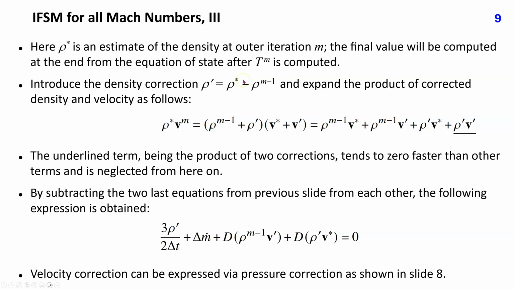We now introduce the density correction, rho prime equal rho star minus rho m minus 1, and expand the product of corrected density and velocity as follows. The underlined term, being the product of two corrections, tends to zero faster than other terms and is neglected from here on. By subtracting the two last equations from the previous slide from each other and considering the above expansion of the product of rho Vm, the following expression is obtained. Velocity correction can be expressed via pressure correction as shown in slide 8. To obtain a pressure correction equation, we need to express the density correction also via pressure correction. How this can be achieved is shown in the next slide.